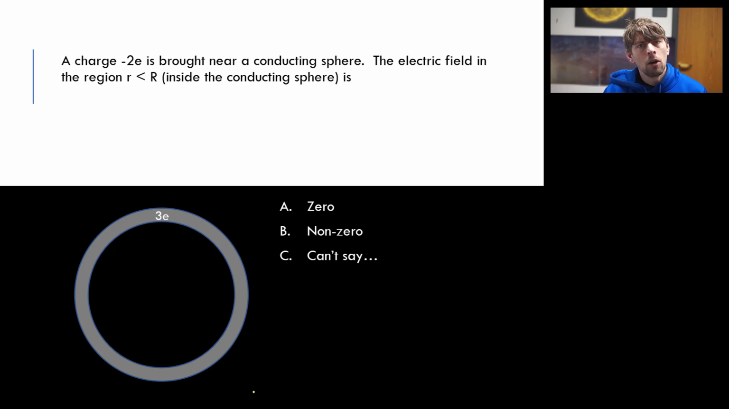Okay. Well, let's go a little bit further. Let's say that there is a negative 2e charge brought near the conductor. And I want you to tell me what is the electric field at some field point inside the conducting shell. Go ahead, take a minute, see if you can hack it out.